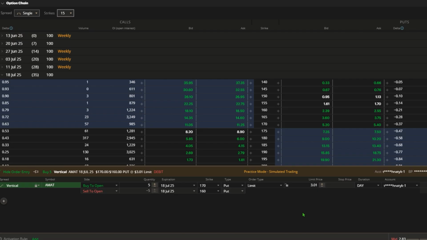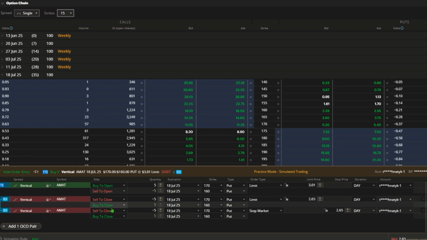However, chart patterns and support and resistance levels can help you choose those exit points too. If you want to create an exit strategy using a conditional order, simply click the plus button on the bottom left of your order ticket and enter your gain and loss closing prices.